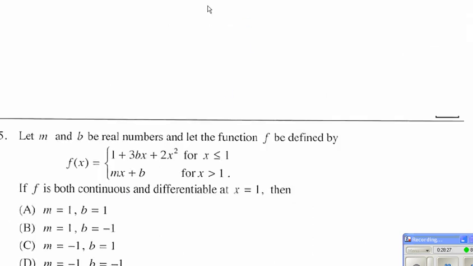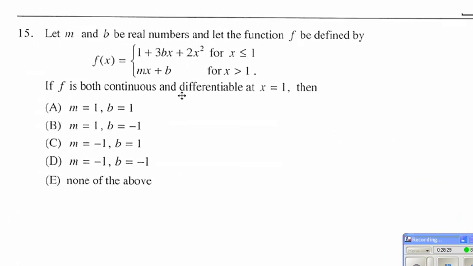Now, next question. m and b are real numbers, and let the function f be defined as given. Now, if f is both continuous and differentiable at 1, then what's going to happen? This implies continuous and differentiable. Differentiable basically means when we take the derivative, they have to be equal to each other. Secondly, continuous means when we plug in the values of x, they also have to be equal to each other. So let's go for the first one first.